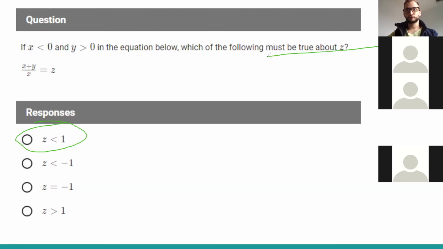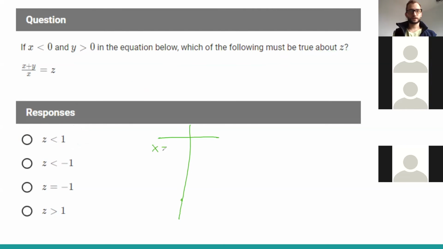So they say must be true about Z. What must be true? They said X has to be 0 and Y has to be greater than 0. Okay, so X could be -1 and Y could be +1. So if you plug in those numbers, -1 plus 1 is 0, over -1 is 0, so Z equals 0. So when I plug in these numbers, I should probably make a table. Let me make this more clean. So let me make a table.